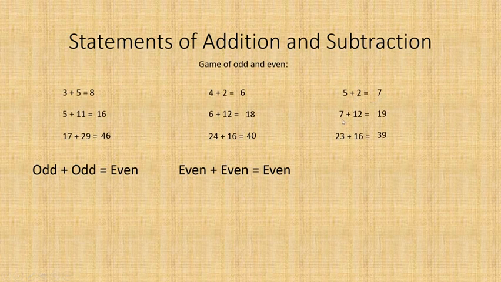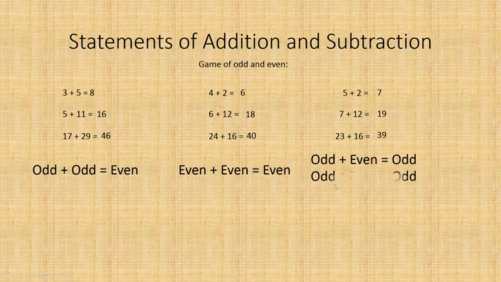Okay, let's try this rule in the second question. Here, it's 7 plus 12, which equals 19. So odd plus even is going to be an odd number. And here it's odd plus even again, it's going to be an odd number. So let's make it general. An odd number plus an even number, the answer must be an odd number. And of course, if you switch them, an even number plus an odd number is going to be an odd number.